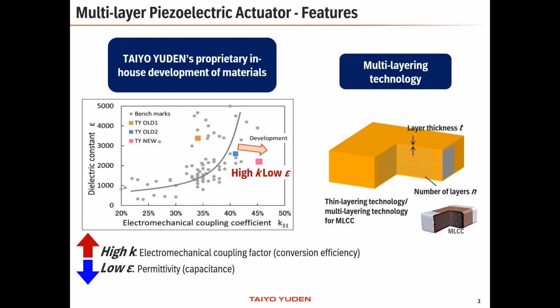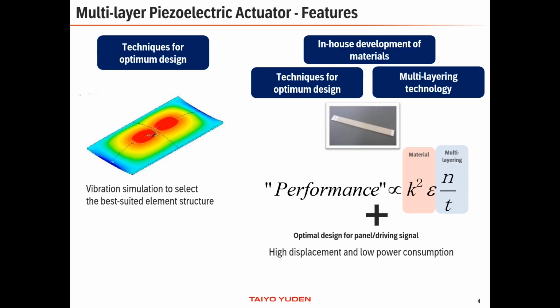Here are some features of our actuators. With our material technology, we can achieve low permittivity, high electromechanical coupling, and improved material properties. In addition, our multi-layer technology, acquired through the production of multi-layer ceramic capacitors, can optimize multi-layer structures and make design-optimized applications. We have been able to develop actuators with high displacement and low power consumption by simulating the optimization of a multi-layer structure with our own material and multi-layering technologies.